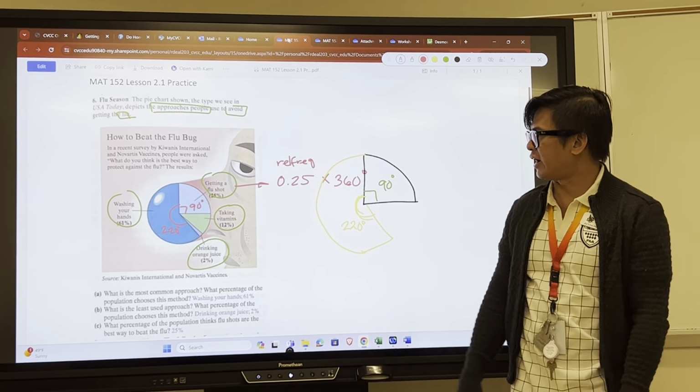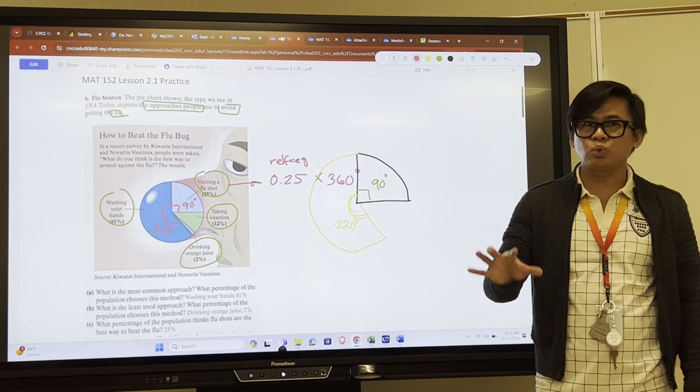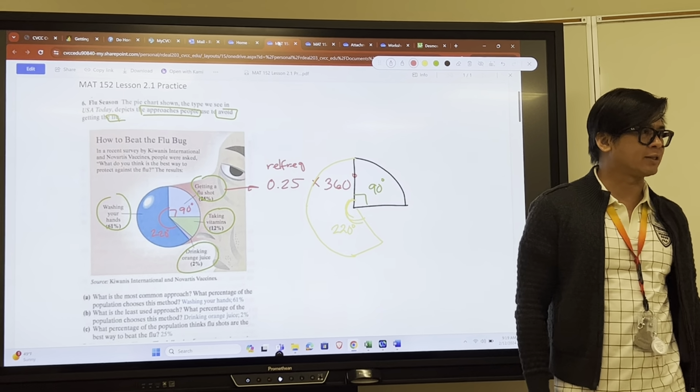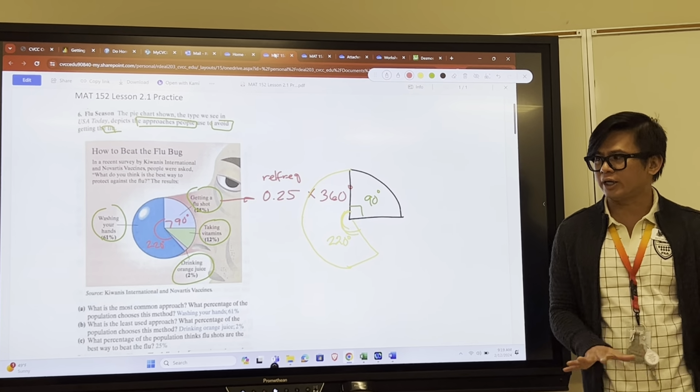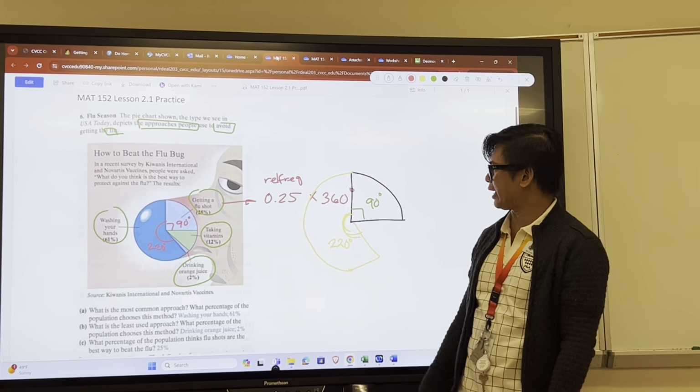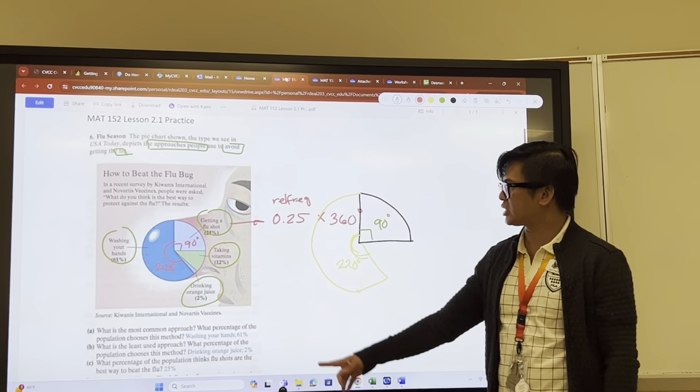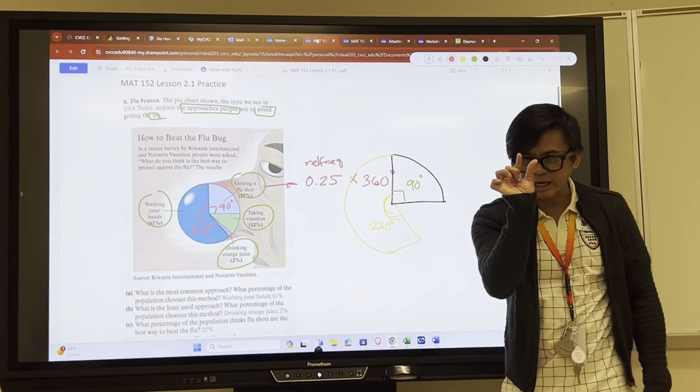So what about taking vitamins? How many degrees will that be if it's 12%? So please do that one on your calculator. What you're going to do with 12% and 360 degrees to get that angle on the taking vitamins.